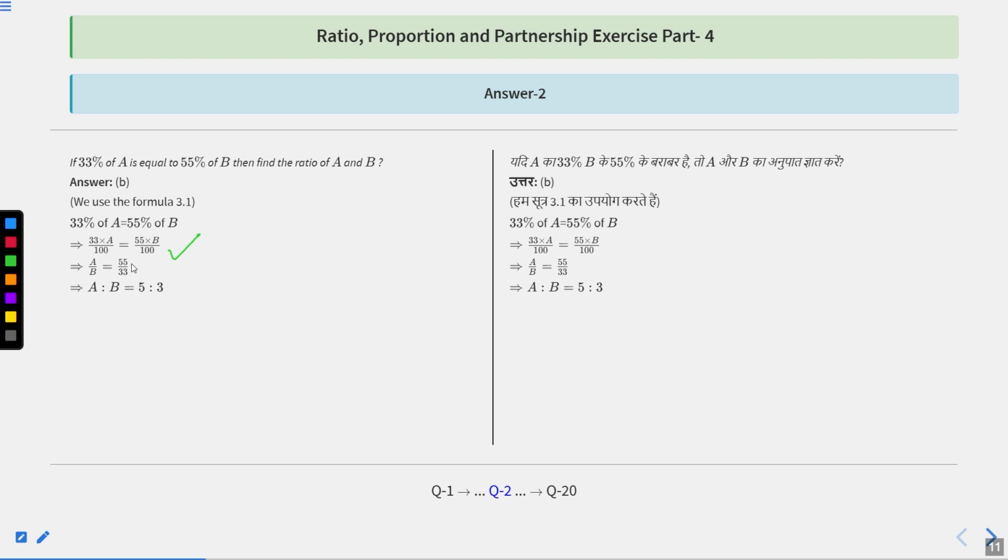So we know that a ratio will always be in simplified form. So we divide 55 and 33 by 11 and we get A ratio B equals 5:3. B is the correct answer. Next one.